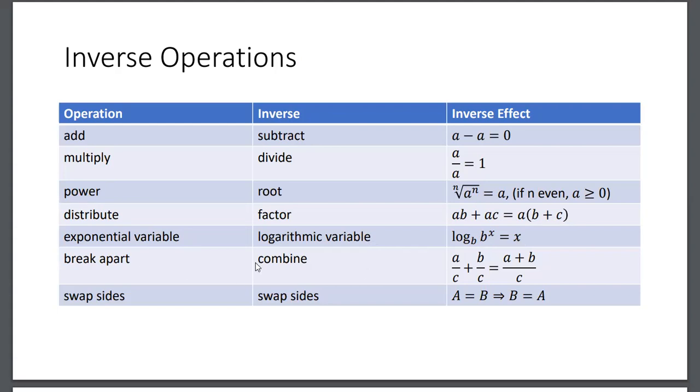Breaking apart and combining. Here are two fractions with the same denominator, c. You can combine them because they have the common denominator to be a plus b over c. Swap sides. If a is equal to b, then you can write b is equal to a.